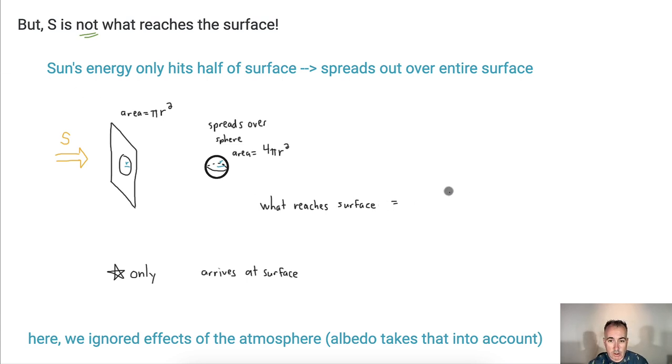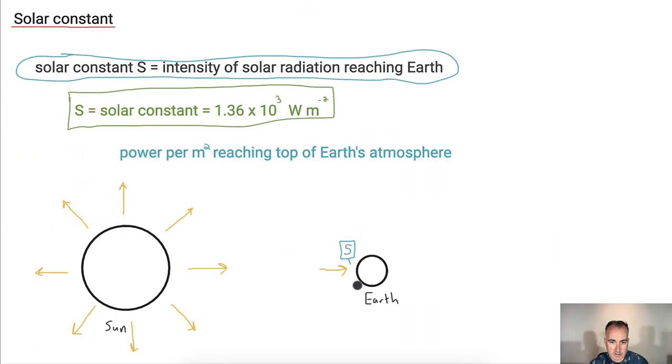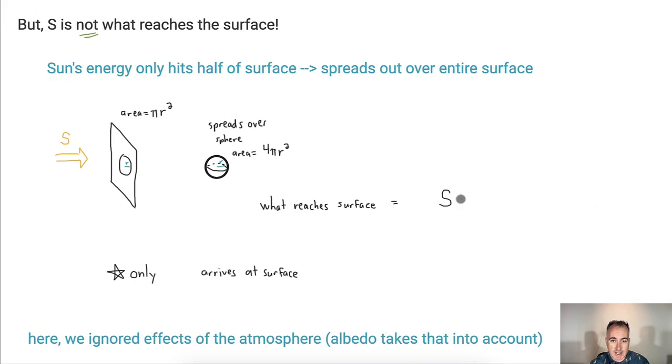So what actually reaches the surface? Well, it's going to be the solar constant, the original amount that reached us at the top here, so this 1.36 times 10 to the 3. And we're going to scale it. We're going to multiply this by this area right here, pi r squared, and divide that by 4 pi r squared, because we're asking what fraction of this whole sphere it is. Do you notice what happens then? A lot of things cancel out, don't they? The pi r squareds cancel out. You end up with just S divided by 4. Do you notice it's just S over 4?